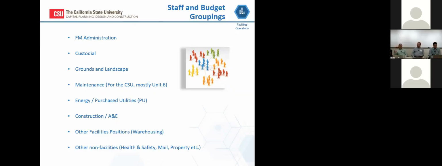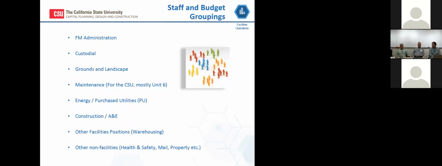Okay, and the broad categories from which we break this information, these budgets and staffing down into are the administrative, the custodial, grounds and landscaping, the maintenance, which usually we equate in the CSU to the Unit 6 trades groups, and we have our energy and purchased utilities groups, which is both the commodity and the positions that are funded out of that utility.